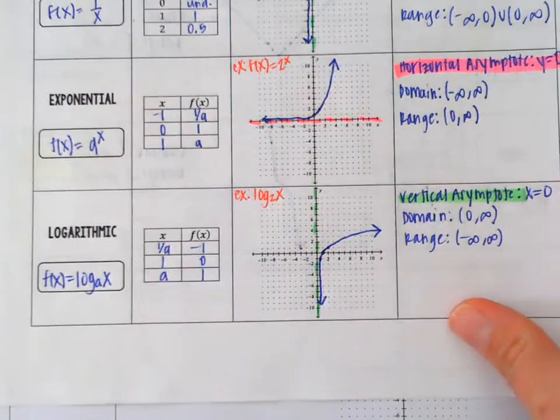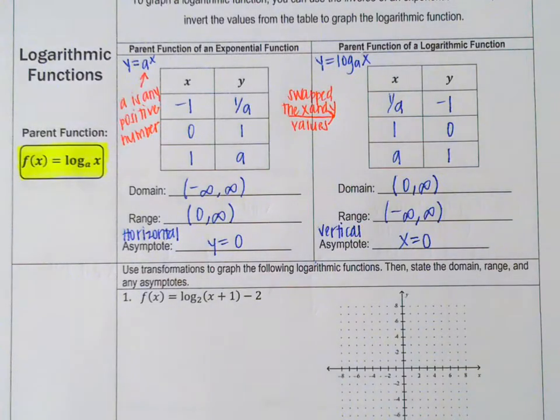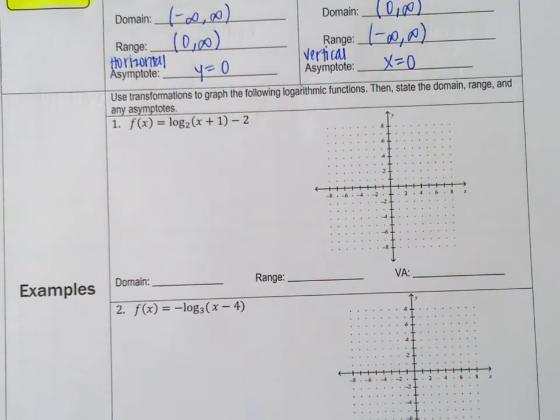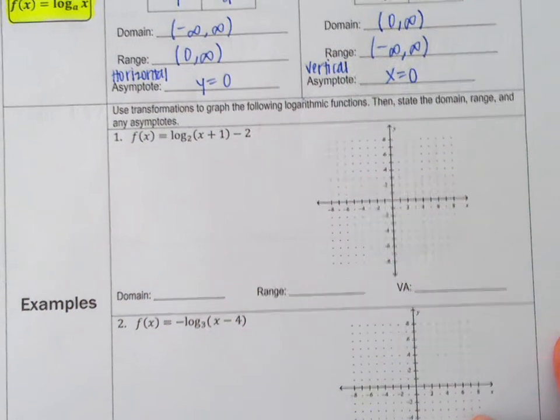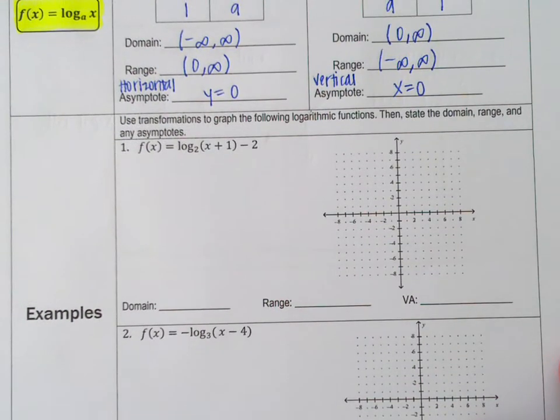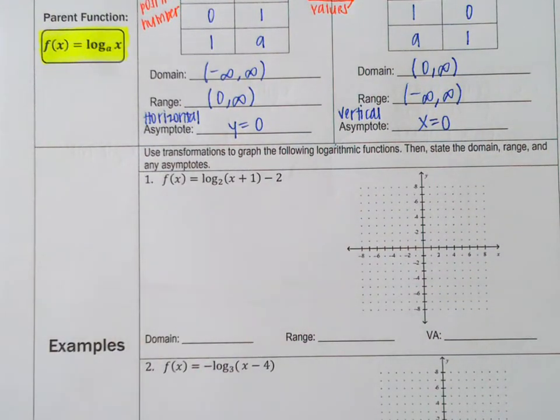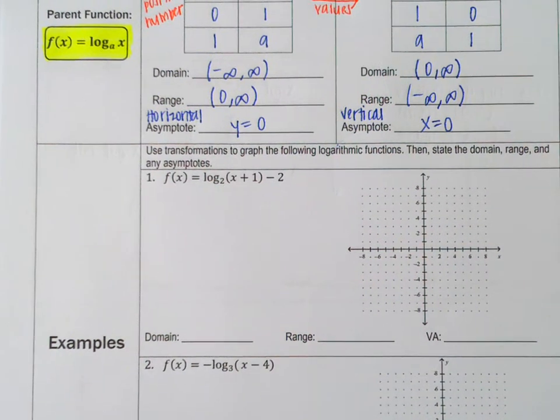So, okay, let's get into our transformations, our examples here. So use transformations to graph, and all of our normal stuff. There's a few ways of doing this, but it's really up to you. I'm going to show you on this side here the optional way that you guys can do this. But I usually don't do this extra step. It's an extra step, and it's up to you if you want to do it or not.